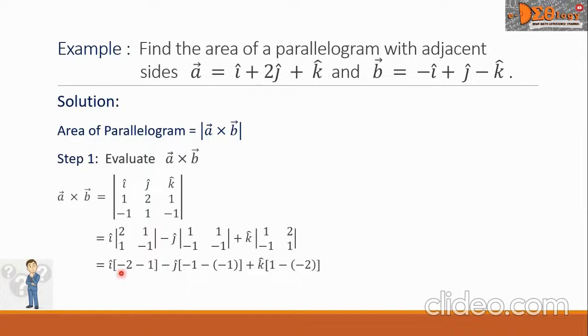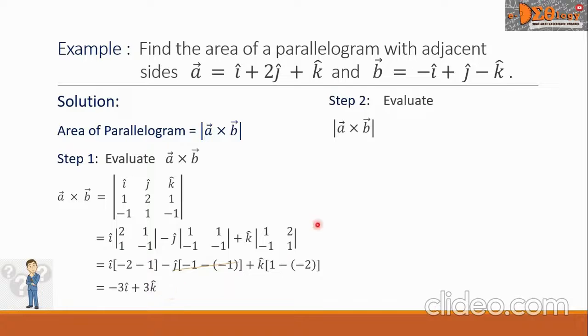Simplifying further, negative 2 minus 1 will be negative 3 times i. So we have negative 3i minus component j times negative 1 minus negative 1. So we can cancel this because this becomes negative 1 plus 1. Component j is deleted plus component k times 1 minus negative 2. So it becomes 3k and we copy it here. This is now the cross product vector A times vector B.